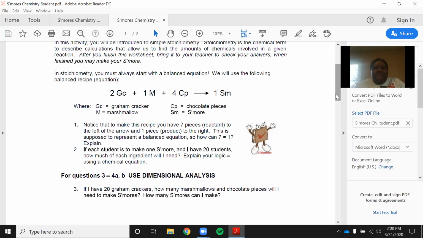Now, the first one we're going to do together is number 2. If each student is to make 1 s'more, and I have 20 students, how much of each ingredient will I need? Explain your logic using a chemical equation. Well, let's take a look at that. So I need to do the whiteboard.